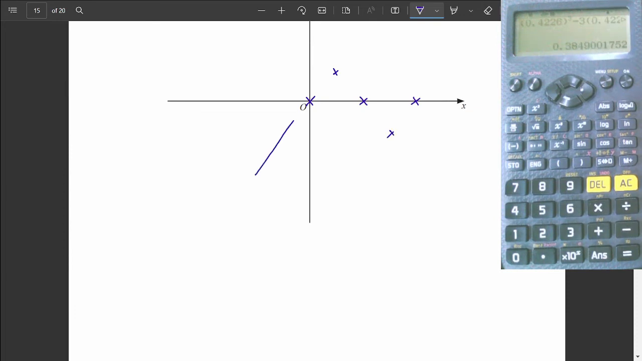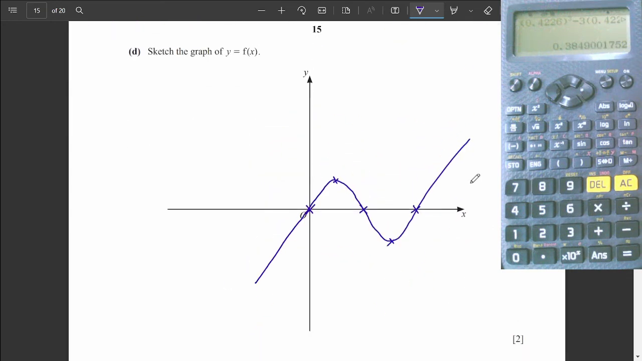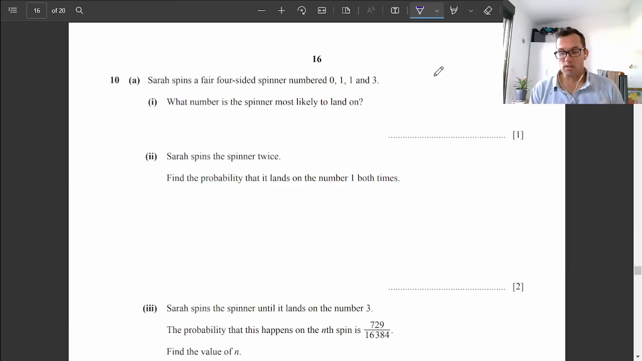So in general, it's going to be a graph like this. Now it doesn't tell us to show where it crosses the x and y axis, so this is fine. If we got the right crossing points and the minimum and the maximum in the right quadrants, you get your full marks. Question 10, Sarah, she's spinning a 4-sided spinner.